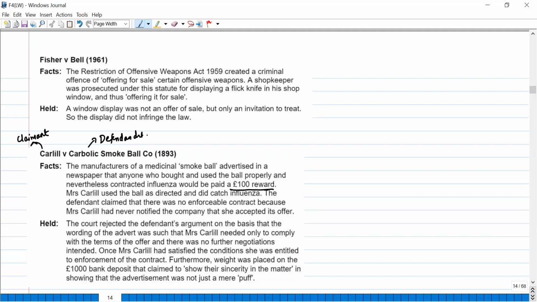When someone sees that flick knife in the window display, he will come inside the shop and offer the shopkeeper that he wants to buy it. So that is an invitation to treat, where the other party is making an offer.